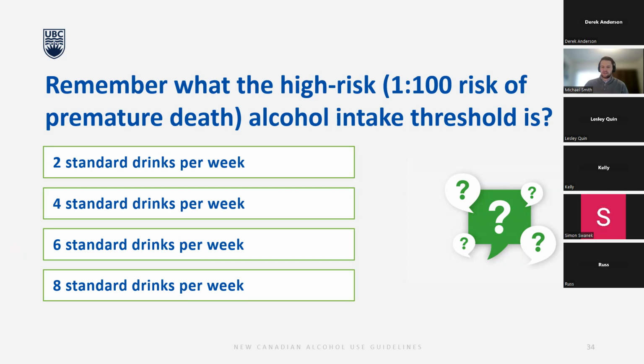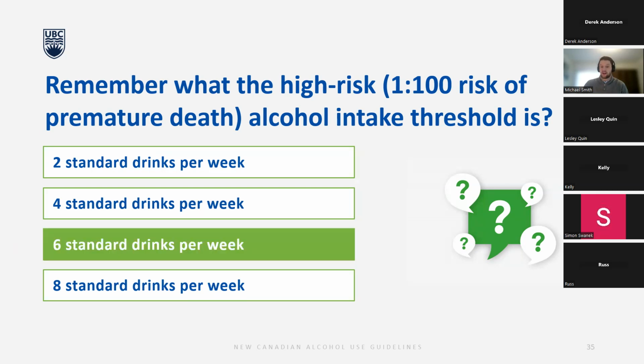You can see your results. The majority of you said about six standard drinks per week, and as we can see here on the slide, that is correct. That is what we talked about in the first part of the lecture, low risk drinking versus the high risk threshold drinking, correlating to a 1 in 100 risk of premature death before the age of 75, that amount being six standard drinks per week.